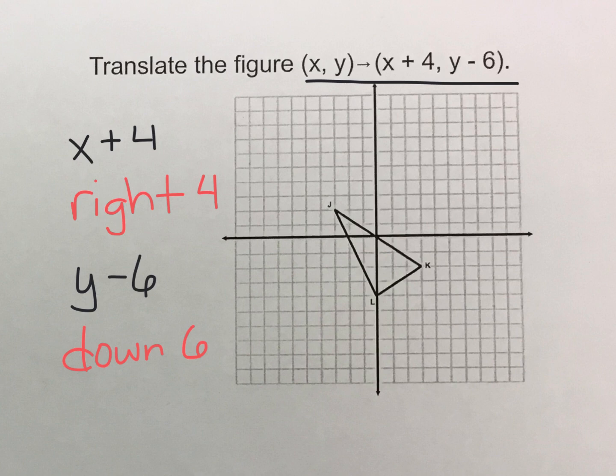Doesn't matter what point I start with? No. So what do I do with J? Right 4, down 6. Okay? I meant what do I do with letter K, not okay. Over 4, down 6. And what about L? Same thing, right?